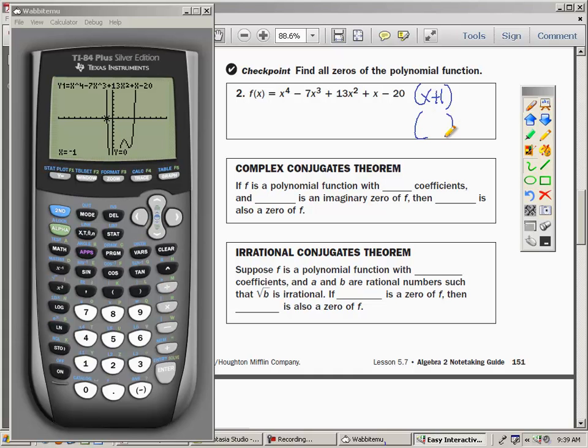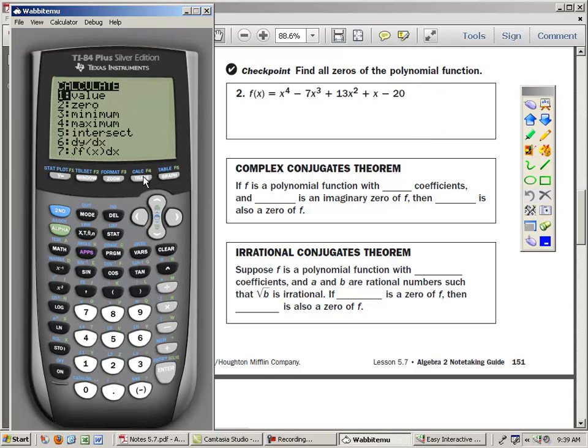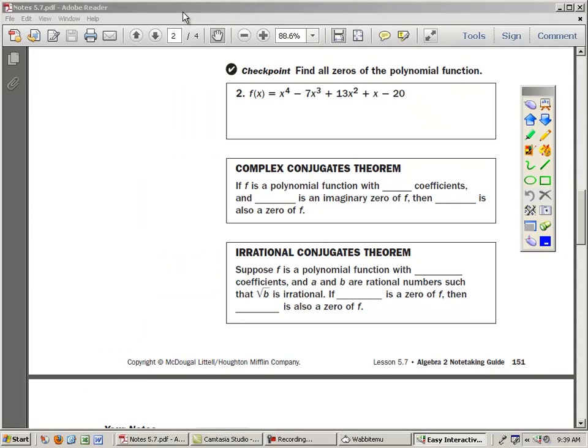All right? We can also see that x equals positive 4. And so that means x minus 4 is a factor. How do we check that? Calculate a value when x equals positive 4. I get a 0 as well. So it looks like, according to the calculator, I get 2 real zeros, and they are at negative 1 and positive 4. X plus 1 and x minus 4. So my zeros are at x equals negative 1 and x equals positive 4.